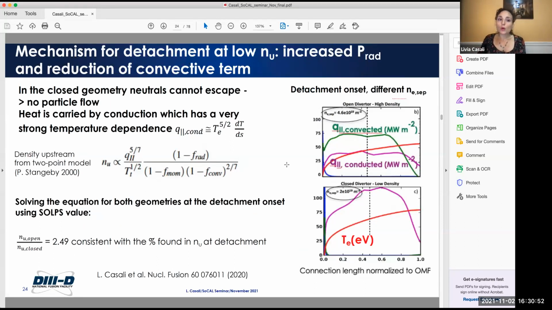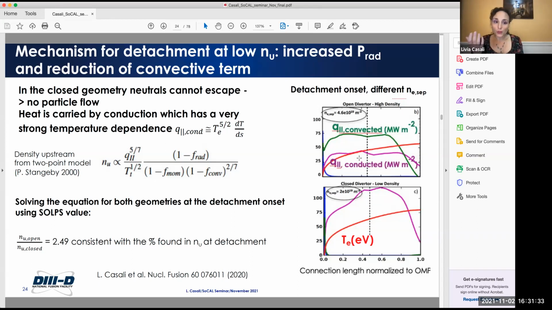Now we were able to find out and demonstrate what the actual mechanism for detachment at lower upstream density is. This is not just an increase in the radiation, but it's also a reduction in the convective term. I'm showing the open divertor on the top and the closed divertor on the bottom. In green here, we have the parallel convective fluxes, in magenta the conductive fluxes, and in red, the electron temperature.